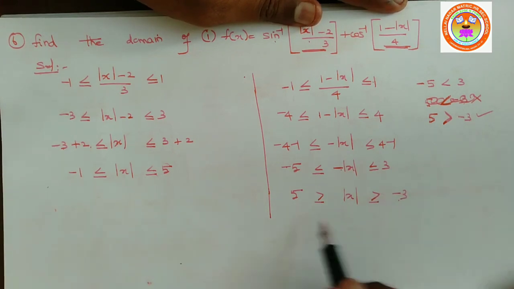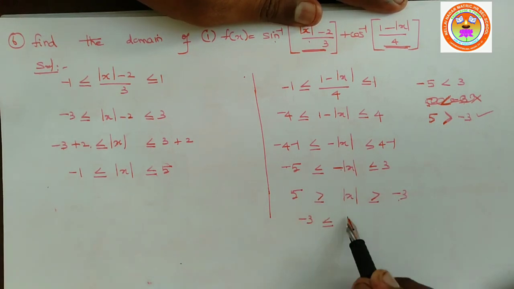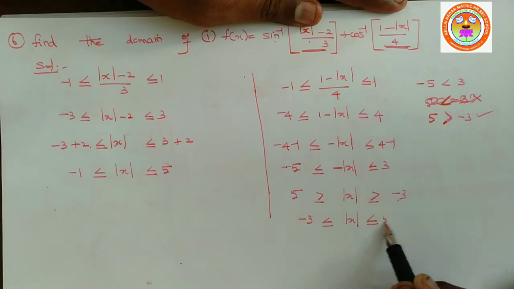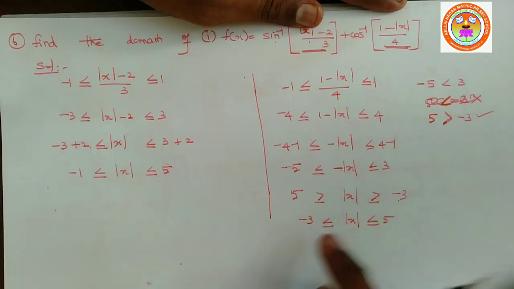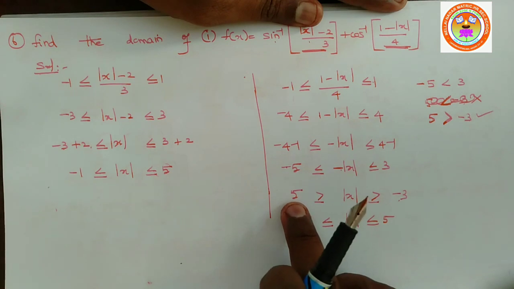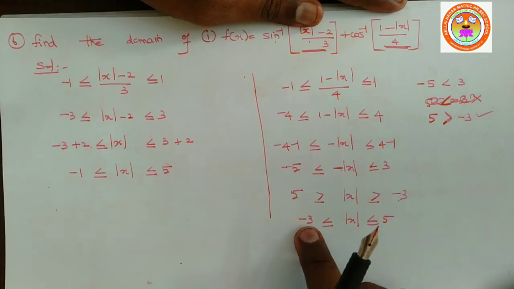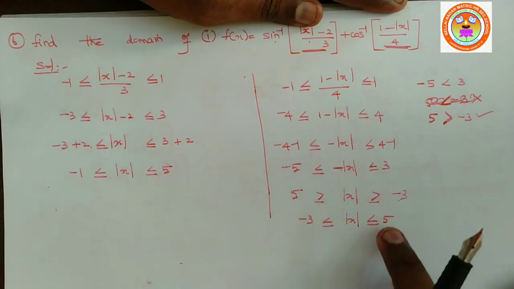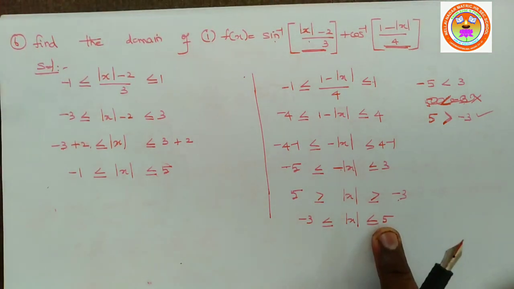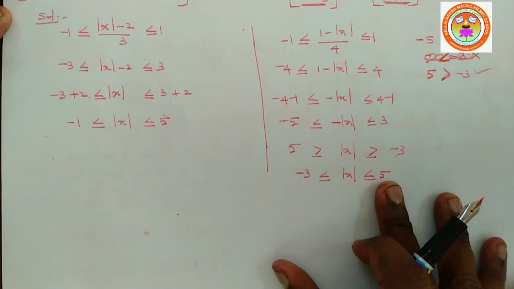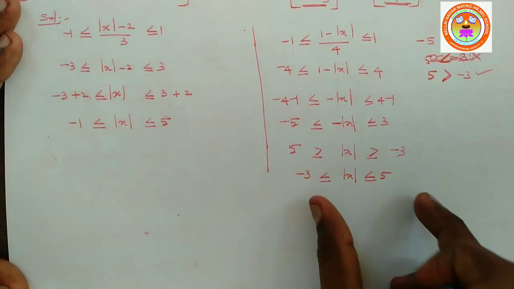How? Minus 3 is less than or equal to modulus of x less than or equal to 5. So this minus 3 I can bring here. 5 is greater; here also 5 is greater. Minus 3 is more than minus 3 but less than 5. Minus 3 is less than when compared to 5. So we have not finished the diagram. We have got one value here, we have got another value here.